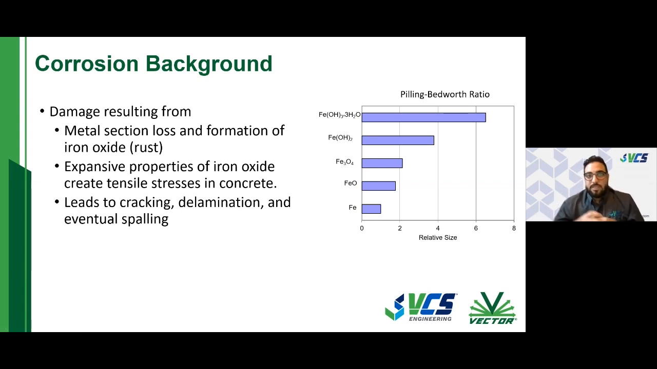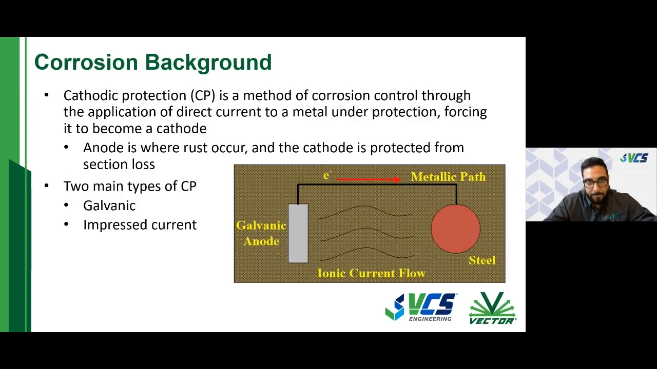And so because of these expansive properties, it puts a lot of stresses onto concrete. And we know as engineers that concrete doesn't really perform well under tensile stresses. And so in order to relieve that stress, the concrete tends to crack, delaminations are formed, and then that eventually over time leads to spalling. And that's where we see deterioration of our infrastructure.